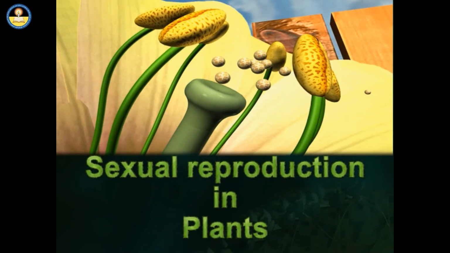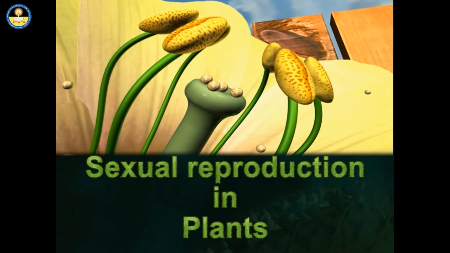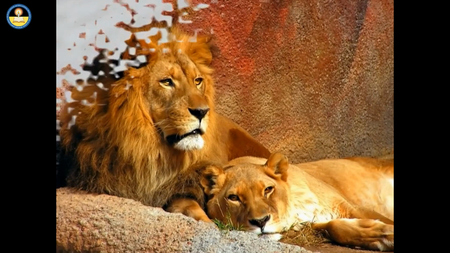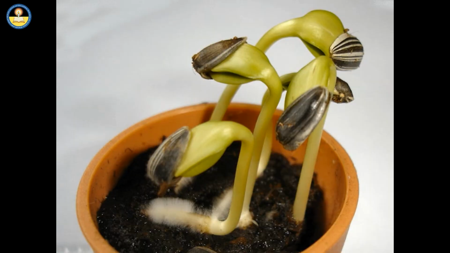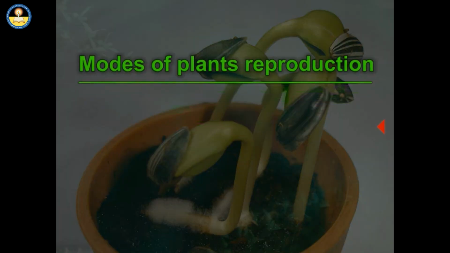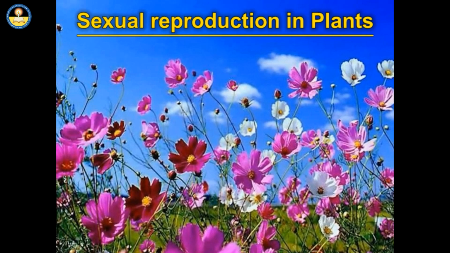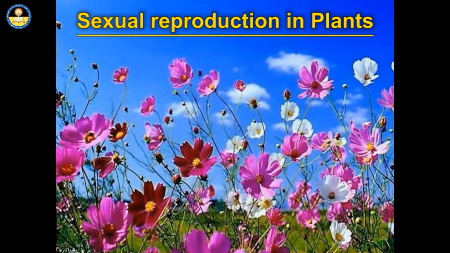Sexual reproduction in plants. Living things need to reproduce. Plants reproduce by both modes, sexual as well as asexual. The plants that reproduce sexually have the reproductive structures called the flowers.